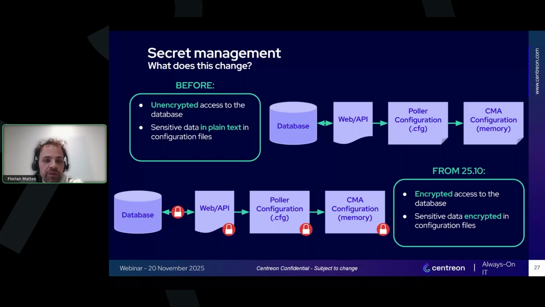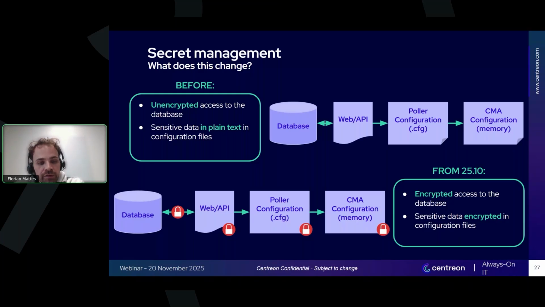Before the 25.10, there were plain text credentials in the database read by the web application, generated in the configuration file in plain text when generating the configuration, and sent to Polar, then sent to CMA when using CMA. So these credentials were in plain text in all the chain. If you take the CFG file, you can read the credentials directly.